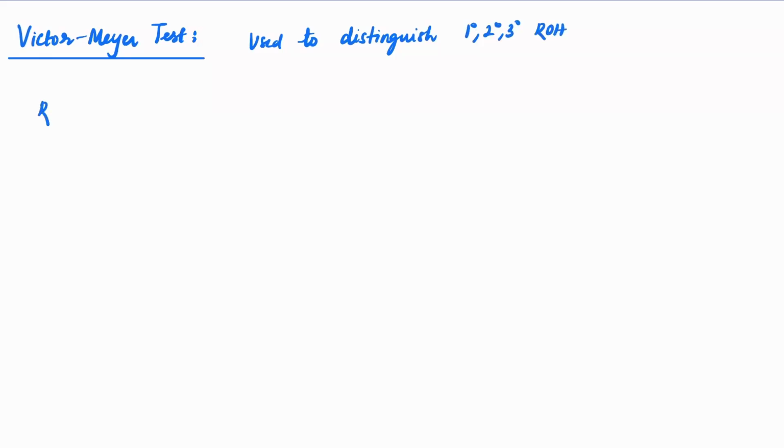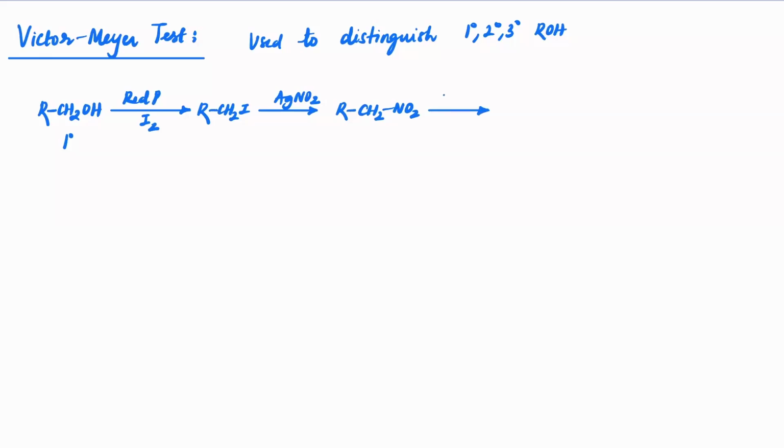This is how you need to check. Suppose I take a 1 degree alcohol, there is a procedure you need to follow. You take red phosphorus and react with I2. Of course, it will go via SN2 mechanism to get RCH2I. The minute you get iodide, you add AgNO2. As soon as you add that, AgI will get precipitated and nitrogen gets substituted again via SN2. So you get nitroalkane. When you get nitroalkane, you react with NaNO2 and HCl.